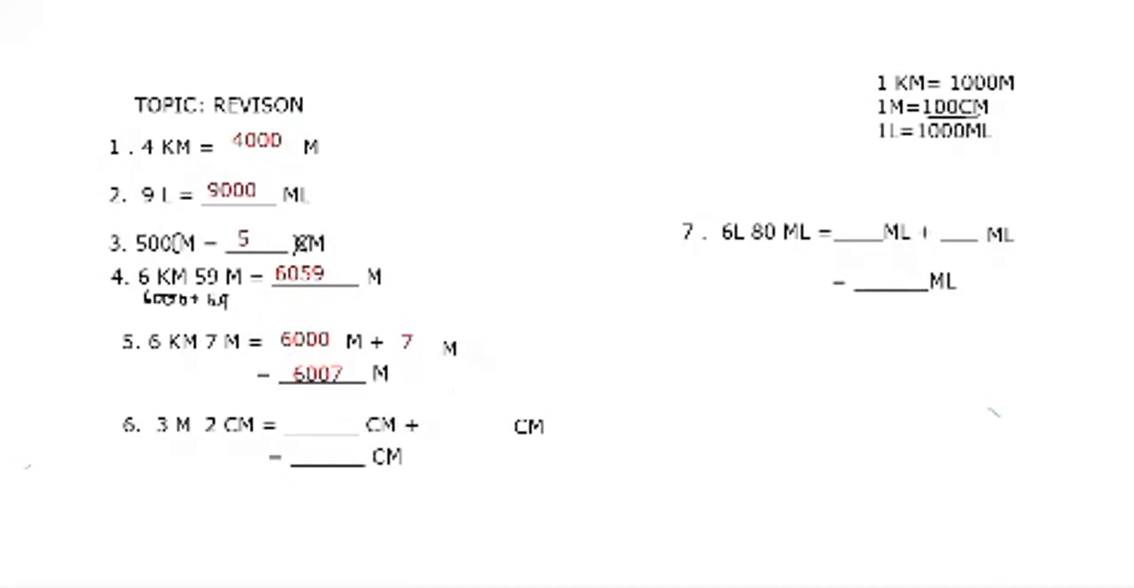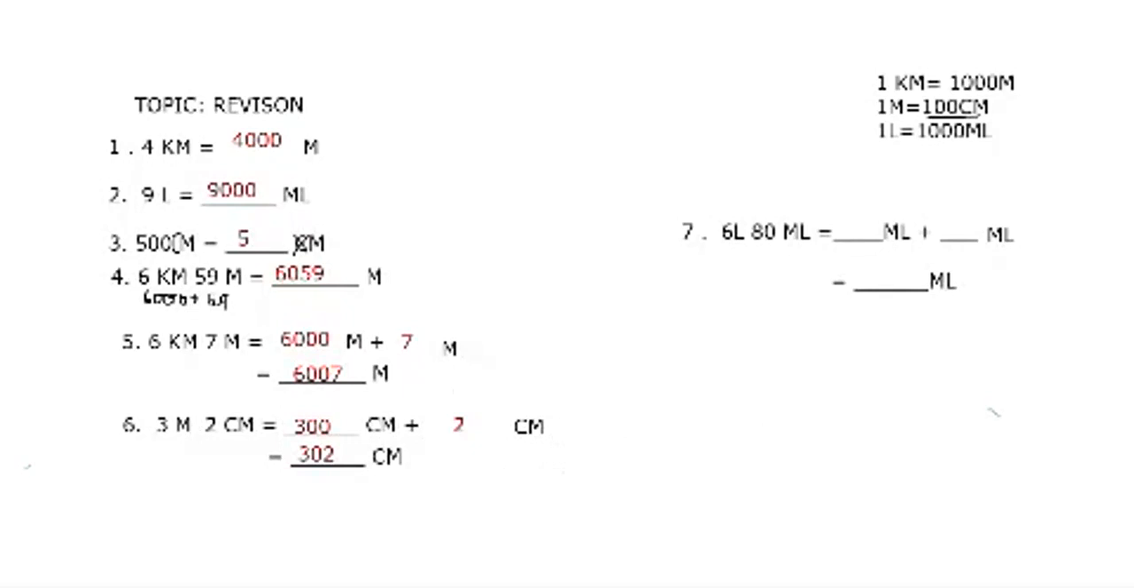See, a meter has 100 centimeters. So there will be 300 centimeter and then the other number 2 will come as it is, and your answer will be 302. Look, I write it down, 1000. Okay, yes, 302.